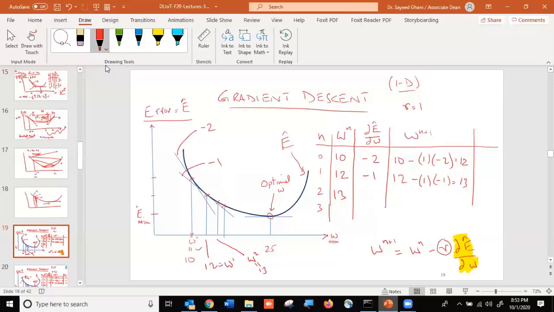So you can see that the steps are becoming smaller. We started with 10. The first step was +2. The next step was +1. Now at point 13, we find out the slope, and let's say that the slope is -0.5. So this becomes 13 minus r times -0.5. What does this become? 13.5. So now the step is becoming smaller and smaller.